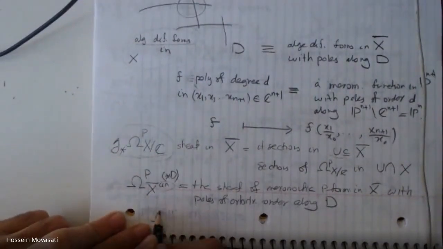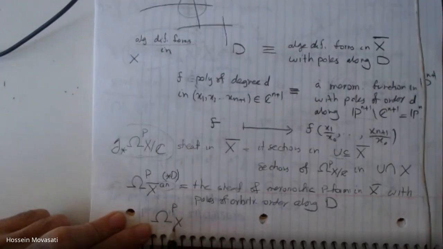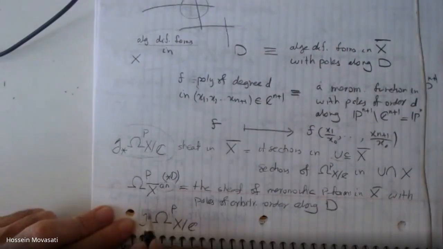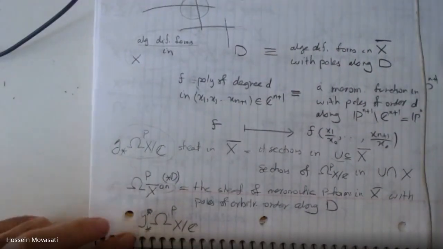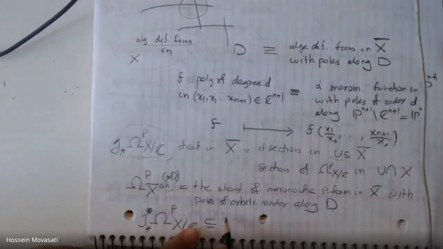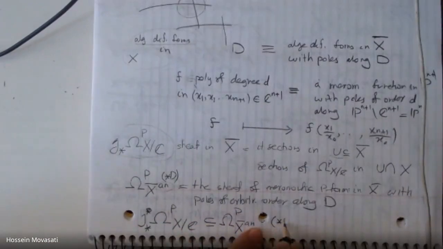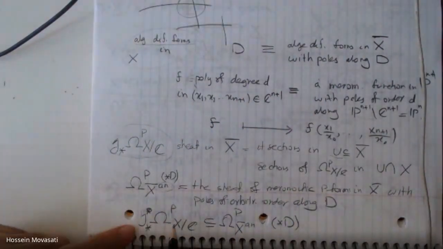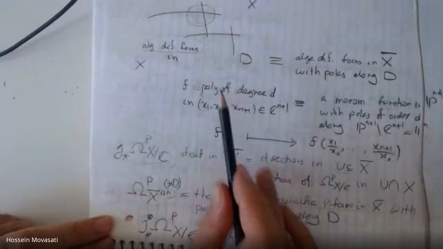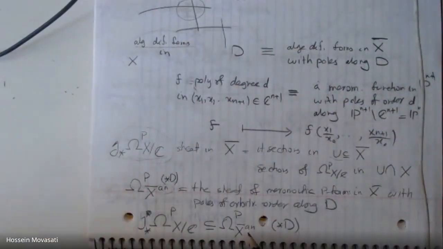So I need this inclusion: algebraic differential forms on X, which are automatically meromorphic along D. They are inside this Omega of X bar with poles, let's say, star D. So any algebraic differential form on X will be automatically meromorphic along the divisor D. This is automatically holomorphic, and I can consider it in the holomorphic category.